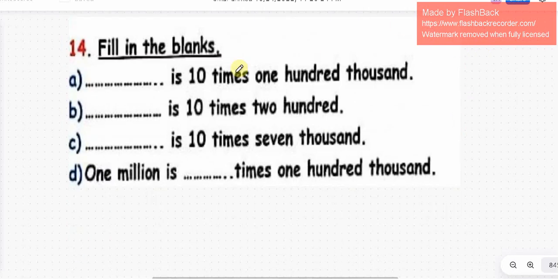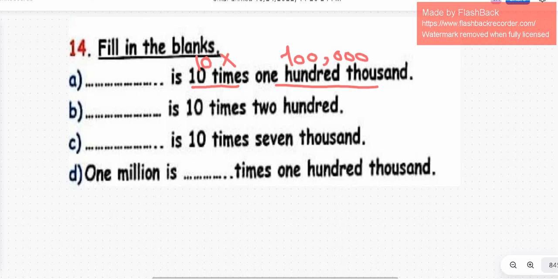Fill in the blank. Which number is 10 times 100,000? Here, Junior 4, when you find 10 times, you put times 100,000. I'm gonna write 100,000. Okay? When we get 10 times any number, we move to the higher place. This 100,000 will move to the higher place.